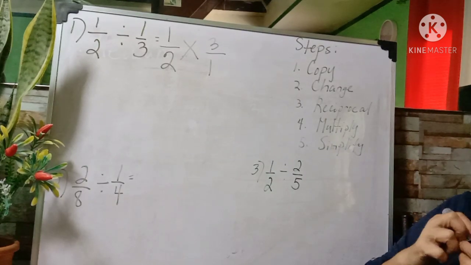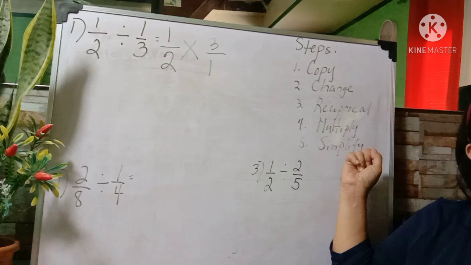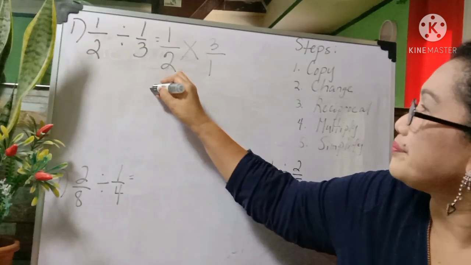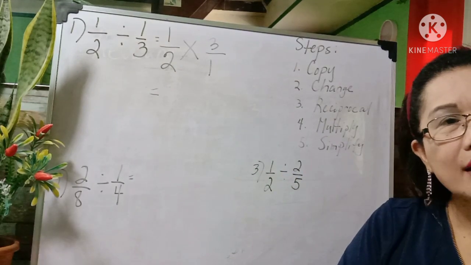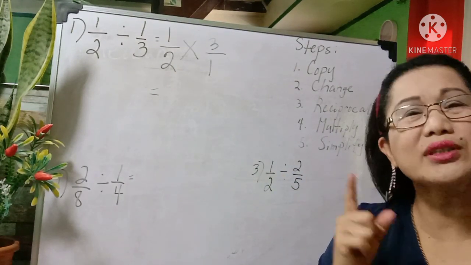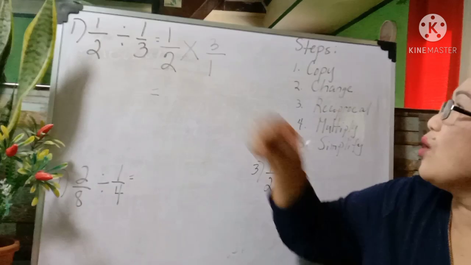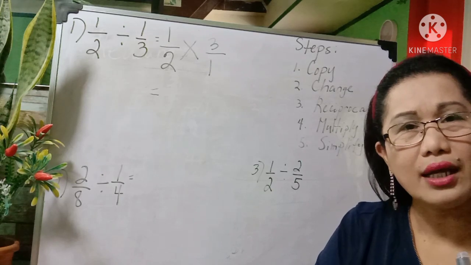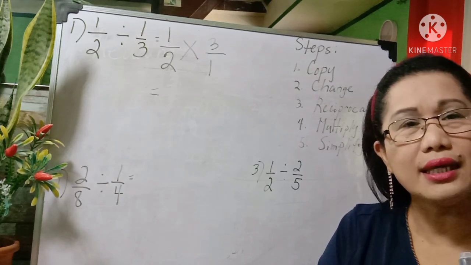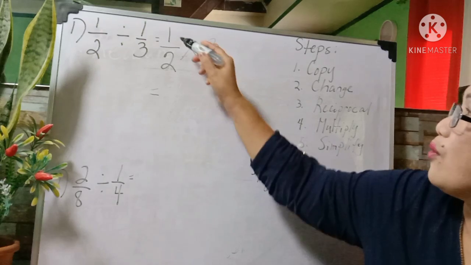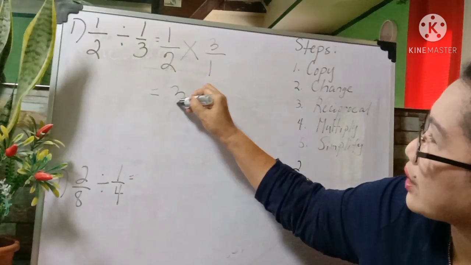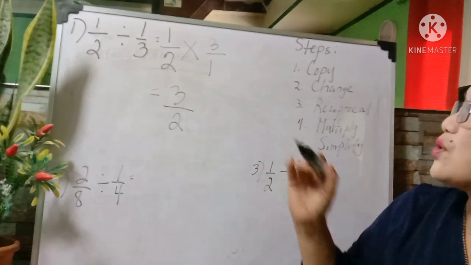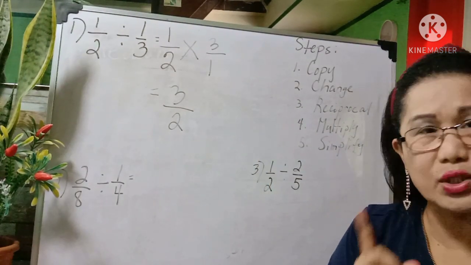Okay. Pagkatapos nito guys, you are going to multiply, kasi ang operation niya po ay multiply. Yung dati nating video na multiplication of fractions. So, let us multiply. Kapag nagmumultiply kayo, you are multiplying both numerators. So, 1 times 3 is equal to 3, over 2 times 1 will give you 2. So the answer is equal to 3 over 2.